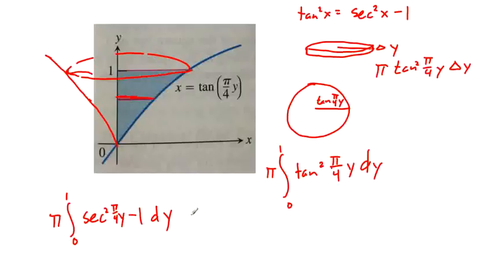And so if I integrate this, I end up getting the integral of this, which is going to be the tangent of pi over 4 y divided by the derivative of the inside, because it's linear, 4 over pi, and all of this is getting multiplied by pi. And then I end up getting minus the derivative of 1, which is y. Sorry, this is so squished. And that's evaluated from 0 to 1.